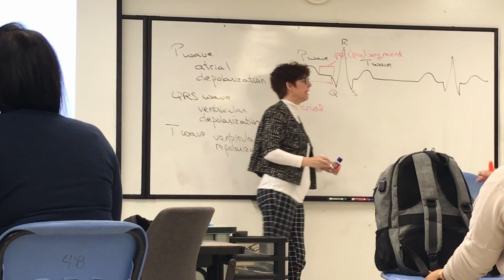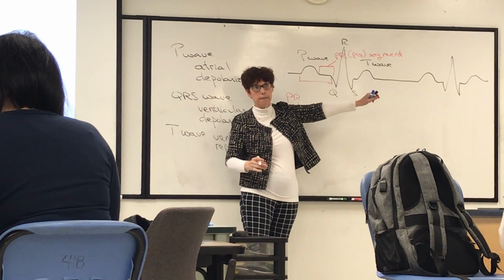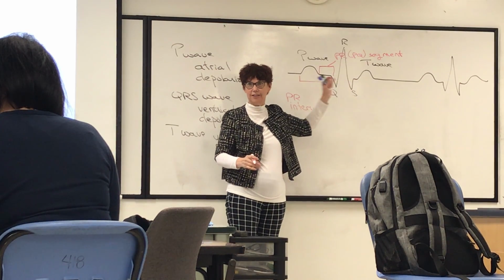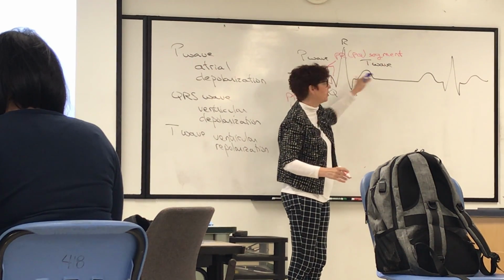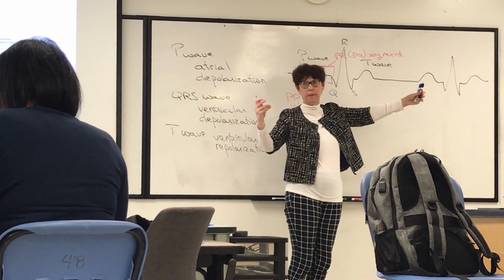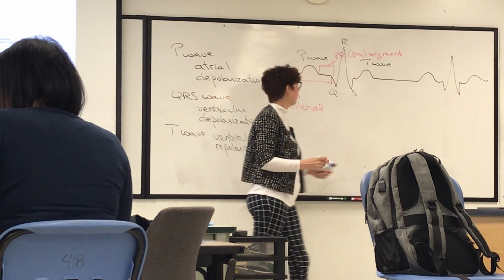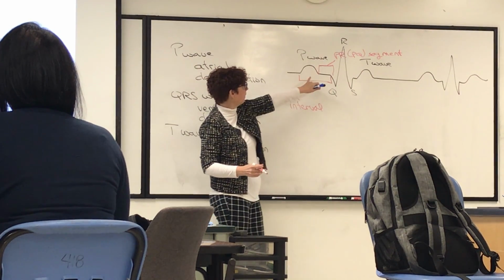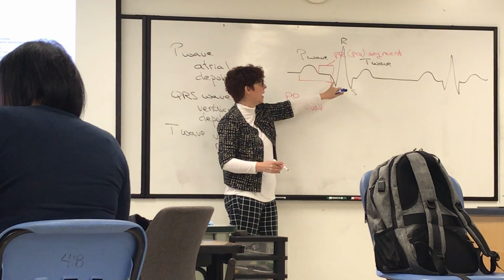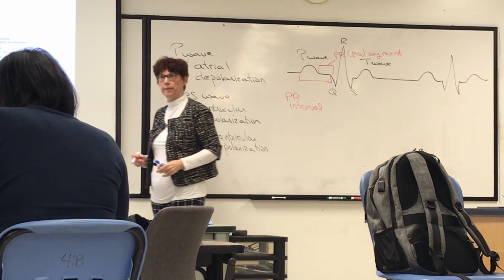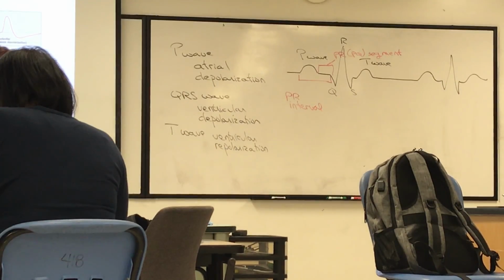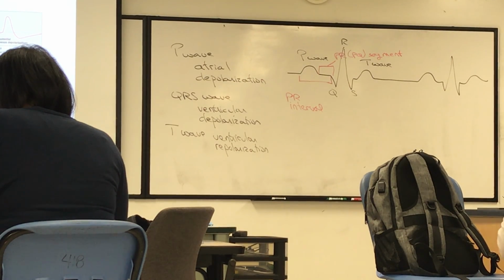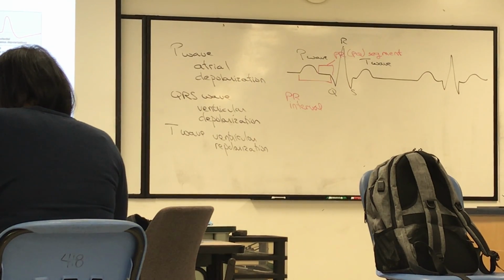So what's happening, and this is measured a long time, all right? The longer it takes for something to happen between two points, it's going to be measured by a longer line along the graph. So what's happening between the end of the P wave and the beginning of the QRS wave? The P wave is atrial depolarization, and the QRS wave is ventricular depolarization. What's going on in the heart?